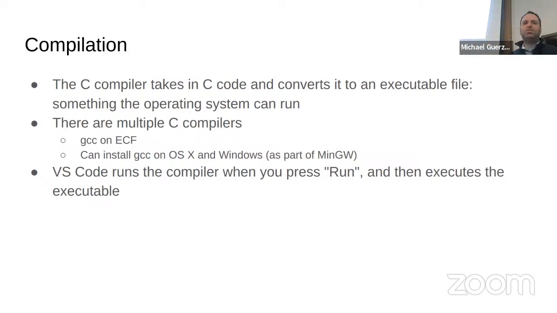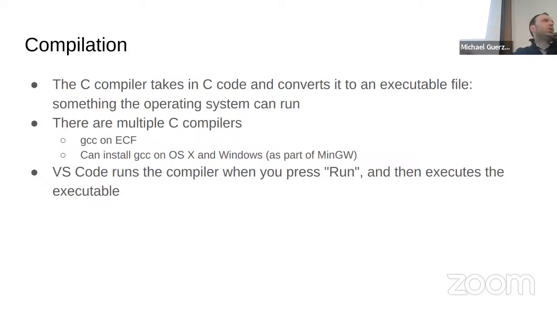So there are multiple compilers for C, multiple pieces of software that take C code and produce executables. What's installed in ECF is GCC. Clang might be there as well. You can install GCC on OS X reasonably easily.